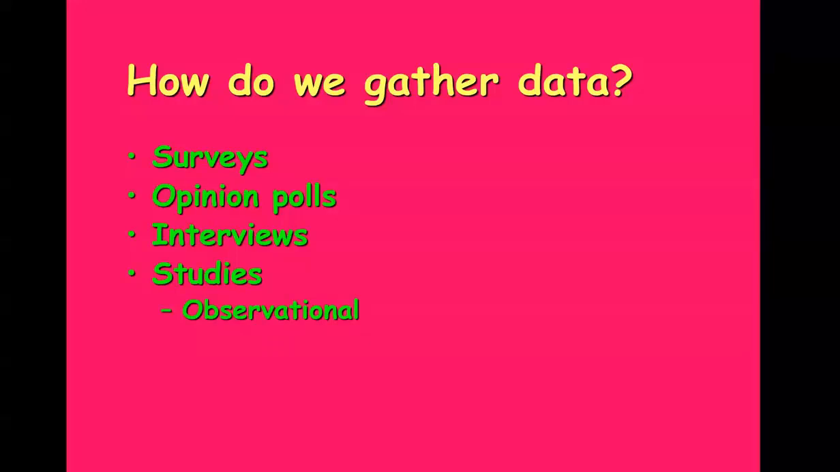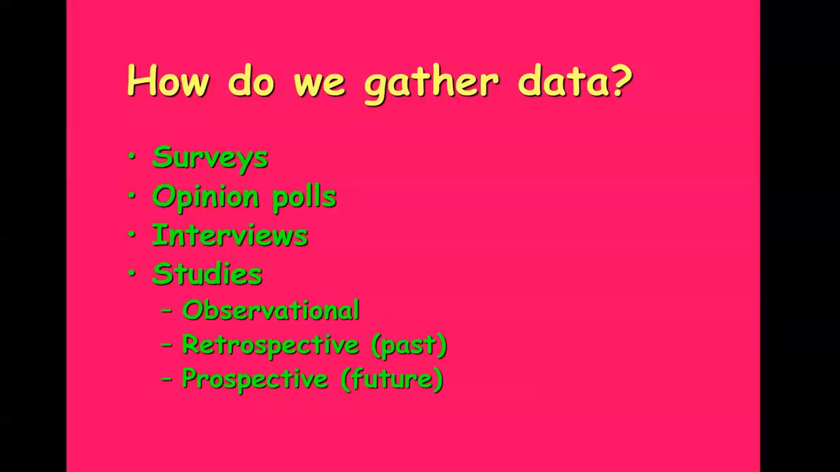This can be observational, meaning I don't even talk to anyone, I just look at what information's out there. Retrospective means looking back at the past: why do you think this might have happened? Prospective is looking ahead to the future: what do you think will happen as a result of something?